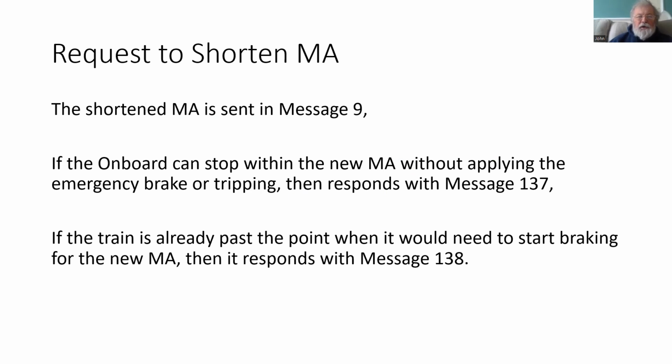So we have an option. It's called request to shorten the MA. Message 9 is sent to the train, and the onboard does a calculation to see whether it could stop at the new end of authority without applying the emergency brake or tripping. And if so, it responds with message 137. If the train is already past the point where it would need to start braking to respect the new MA, it will respond with a message 138, rejecting the shortened movement authority. That allows the trackside to retain the locking for the full original MA.